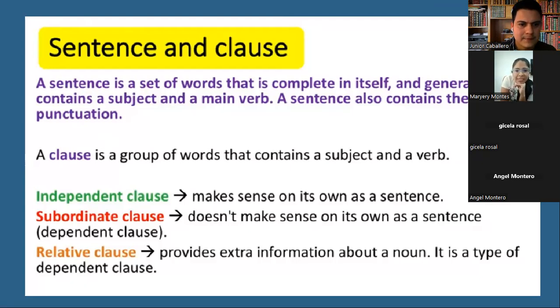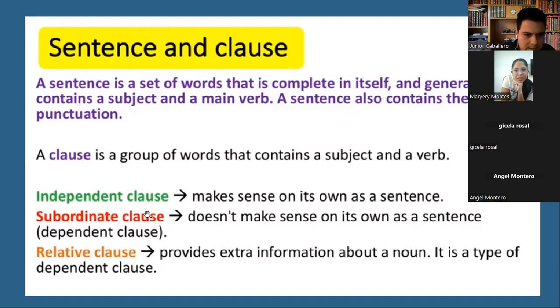A sentence is a set of words that is complete and in general contains a subject and main verb. A sentence also contains the correct punctuation. Okay, sorry, the letters are little tiny. A clause is a group of words that contains a subject and a verb.